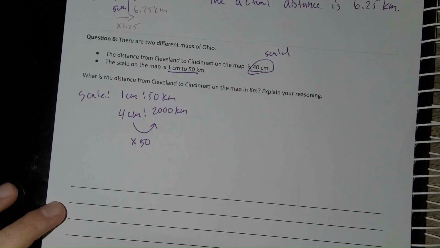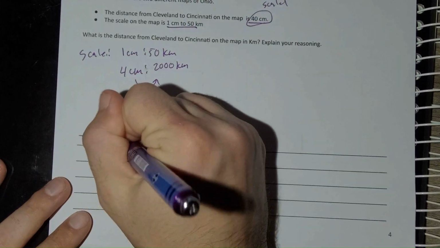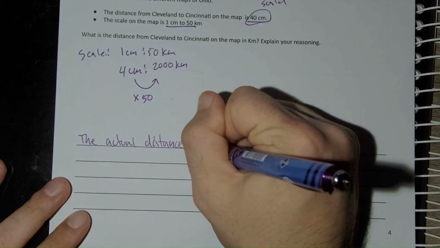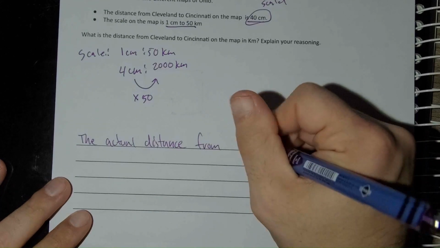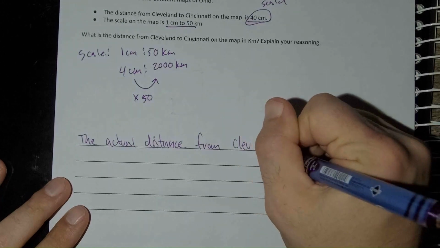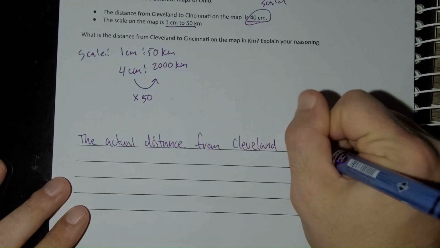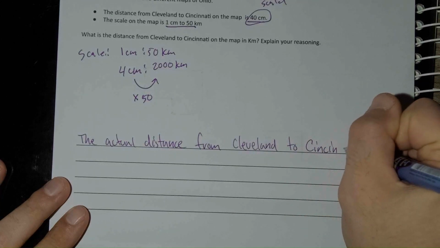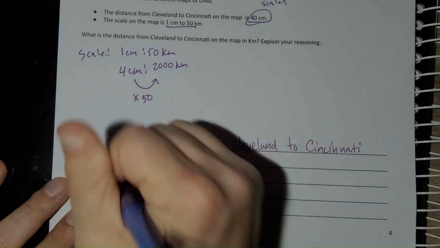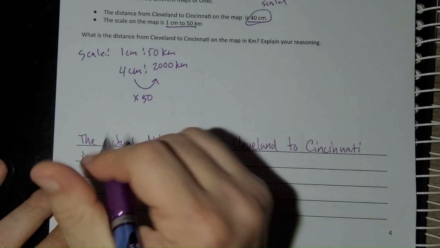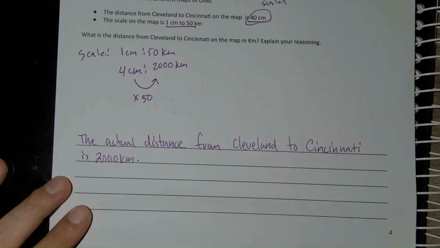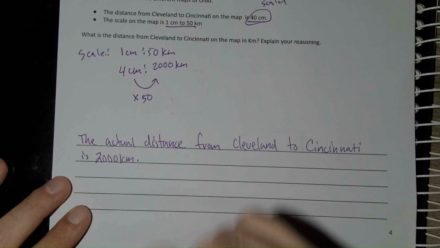And so we would say down here, the actual distance from Cleveland to Cincinnati is 2,000 kilometers. Now, don't end there. Remember, that's the answer. Tell me how you know this.